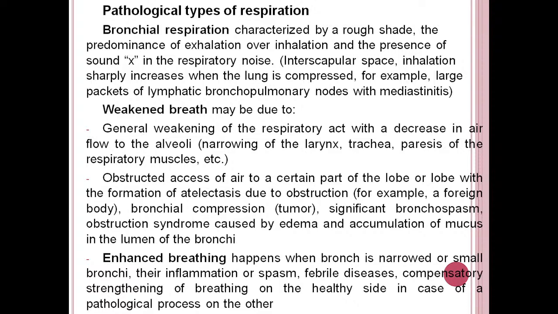Weakened breathing happens with bronchitis of small bronchi, gradual formation or spasm. Febrile disease, compensatory strengthening of breathing on the healthy side, in case of the process.